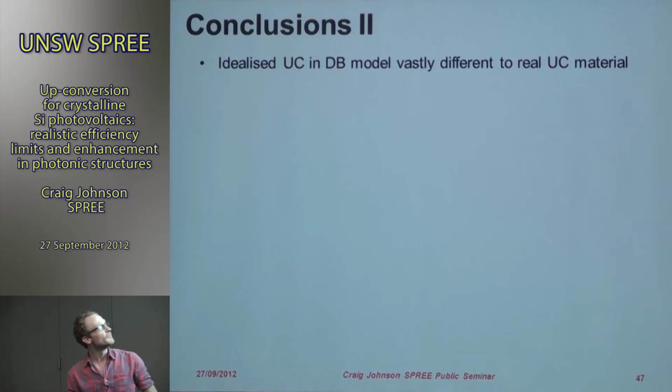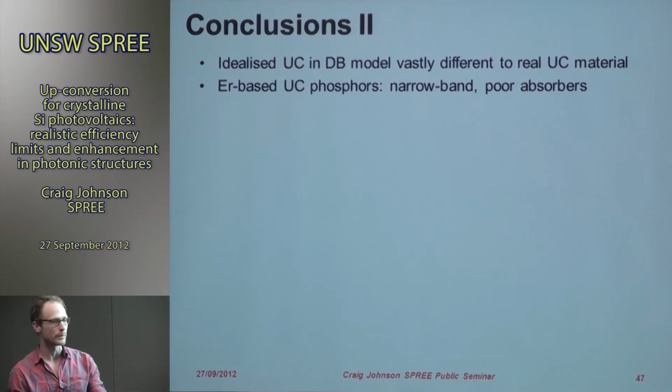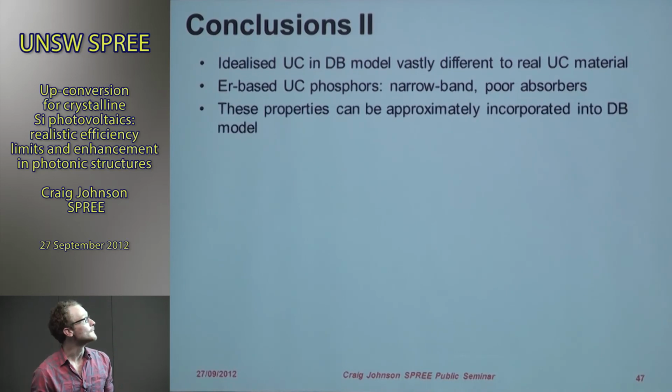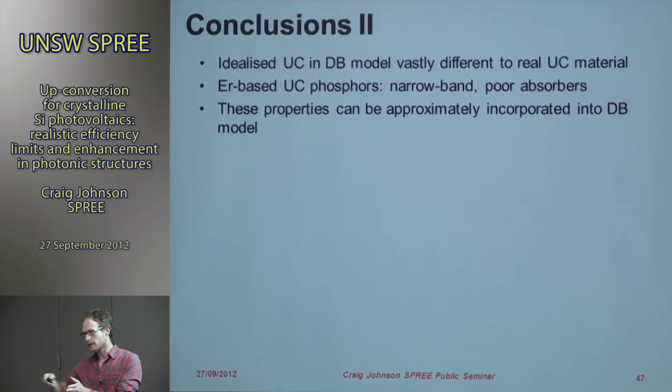So, second, the idealized upconverter that we're really taking into consideration in the detailed balance is vastly different to a real upconverting material. Erbium-based upconverting phosphors have narrow band absorption, they're poor absorbers. You can approximate these properties even in an idealized way where you can really boost the absorption, for example. You can incorporate those into the detailed balance model. And we saw as we increase the broadness of the spectrum, we could, again, approach the ideal case.